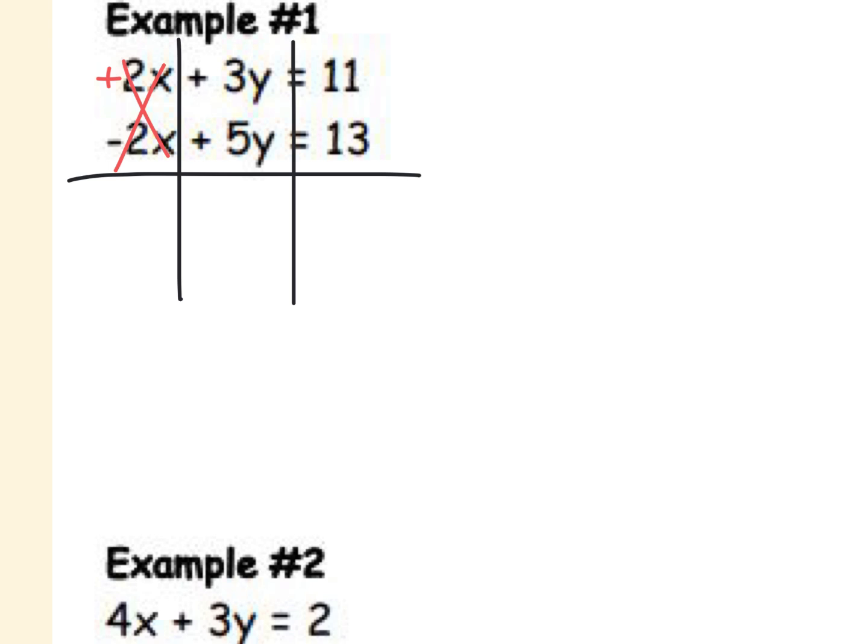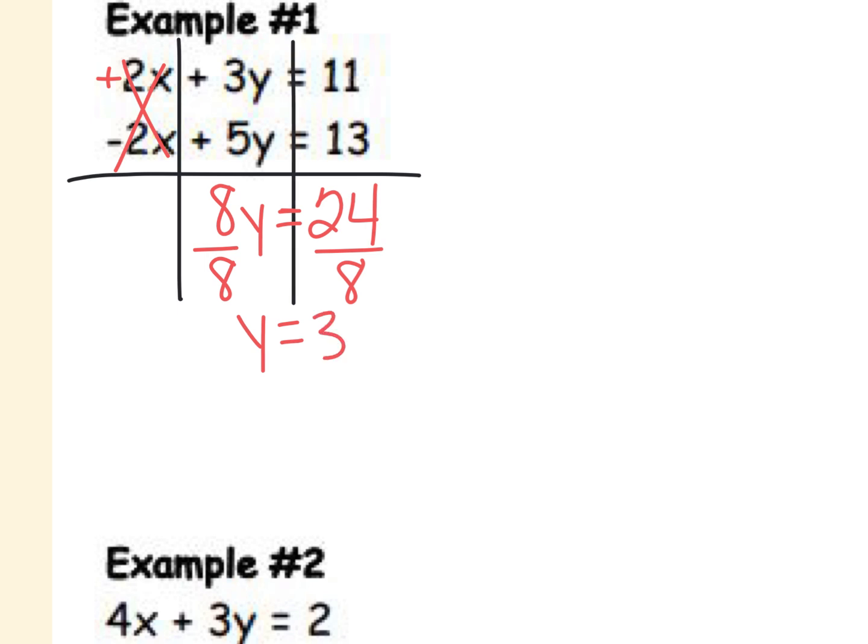So then we can just put all the rest of it together. So 3y and 5y is 8y, very nice. And 11 and 13 is 24. So now it's a 6th grade equation. How do we solve this? We divide by 8, y equals 3.